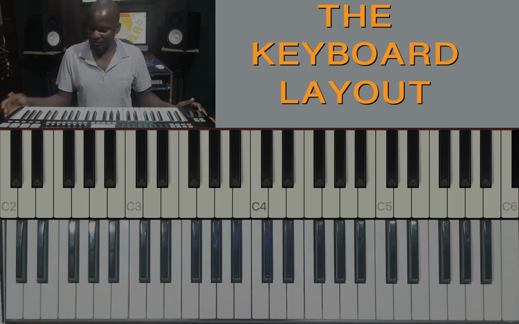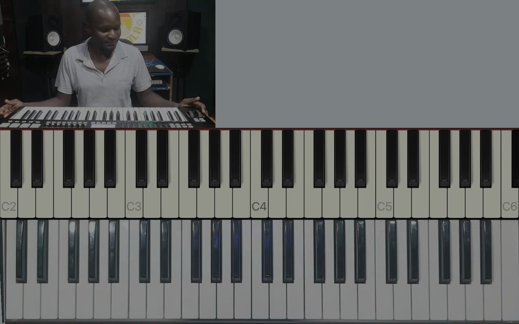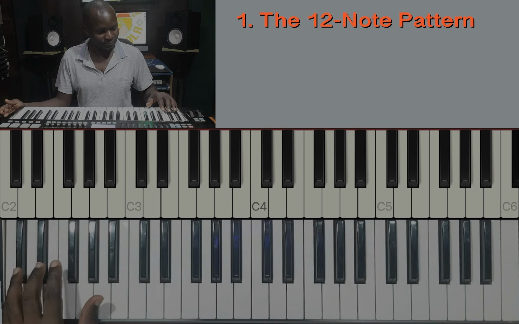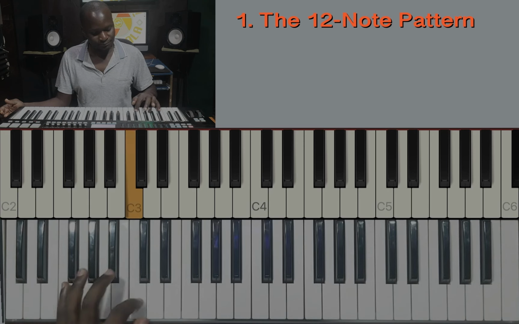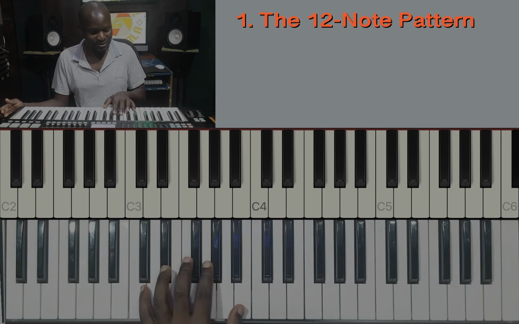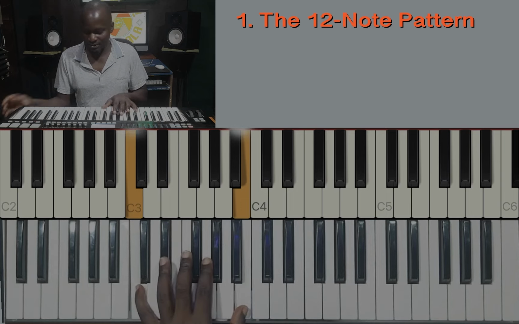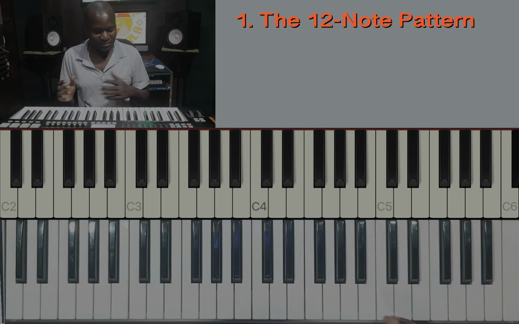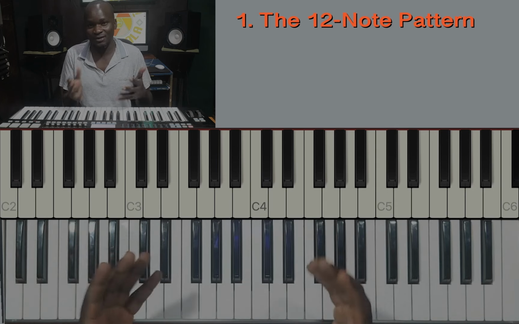Today the thing is the keyboard layout. Okay, if you look at these buttons, let's break that out. The keyboard is made up of a series of patterns that are repeated all over it. We have a pattern of 12 notes, and that pattern repeats. From this to this, that same pattern is always repeating. So the moment you know one of these, I think you know the entire thing.